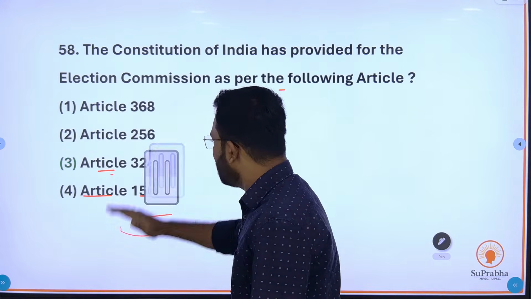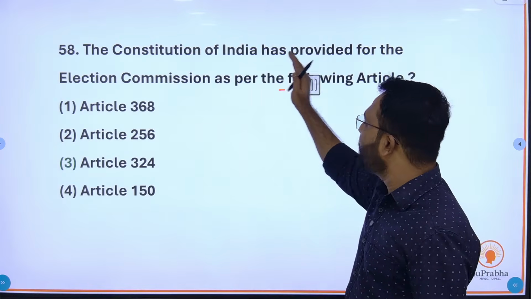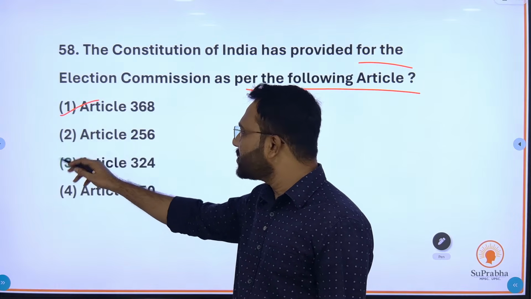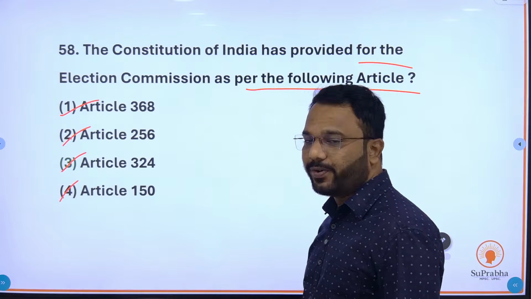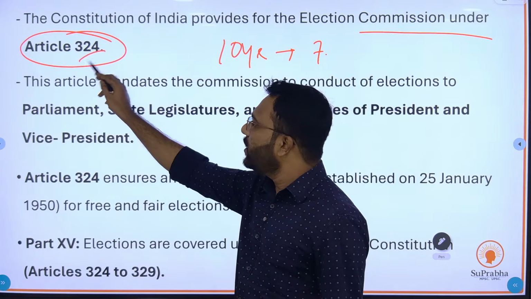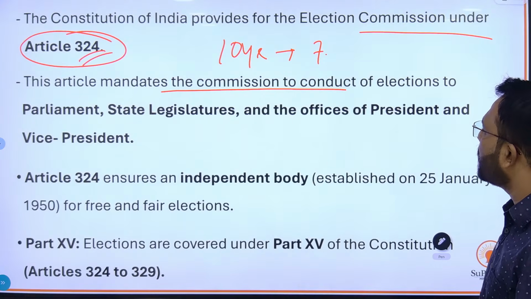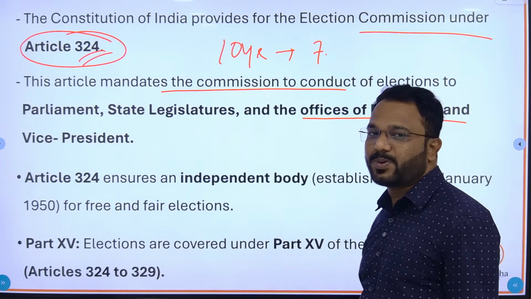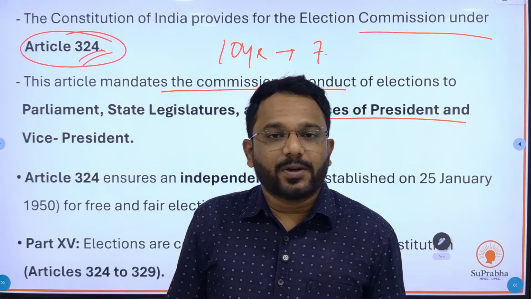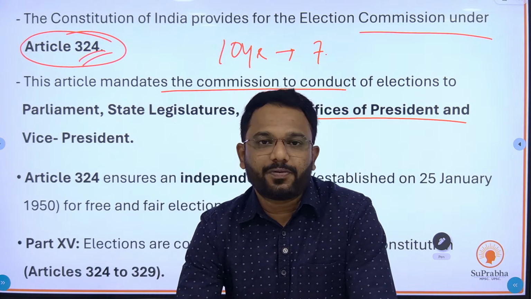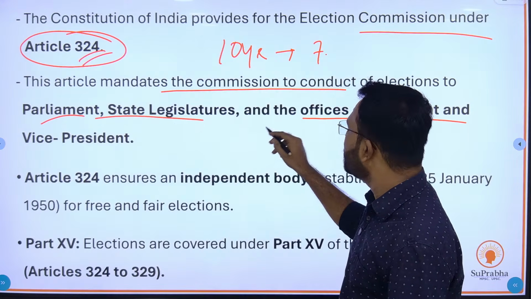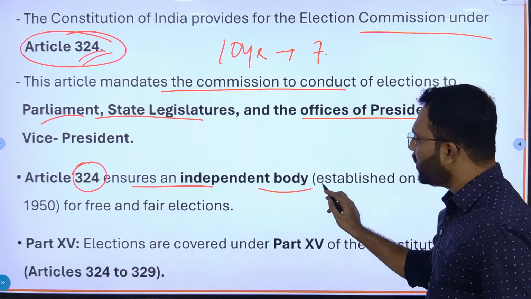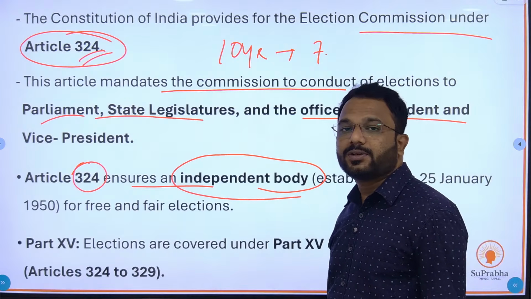So in this question, what they have asked is: the Constitution of India has provided for the election commission as per the following articles. Options are 368, 256, 324 and 150. And the right answer is 324. This article mandates the commission to conduct elections of Parliament, state legislature and offices of president and vice president. So this information is important here. Article 324 ensures an independent body. So the election commission is an independent body.